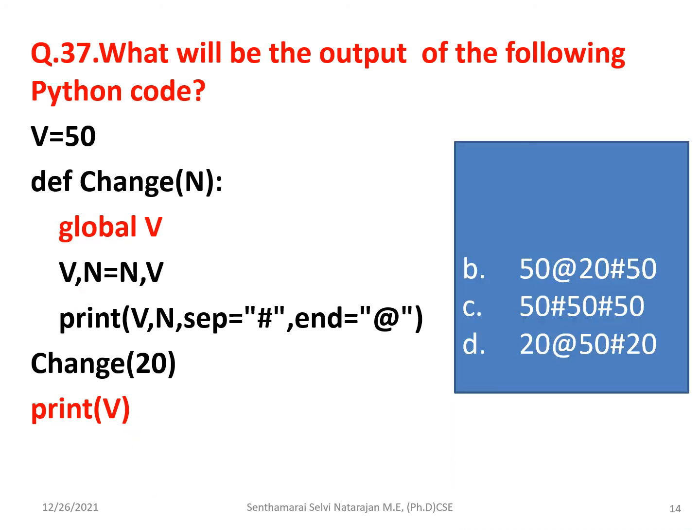So the answer is 20 hash 50 ampersand, and the value of v is global and the value has been changed from 50 to 20, so the value is 20. So that is the point where you get confused. 20 hash and then 50, and the end symbol, and then the next print of v will be printing this value.